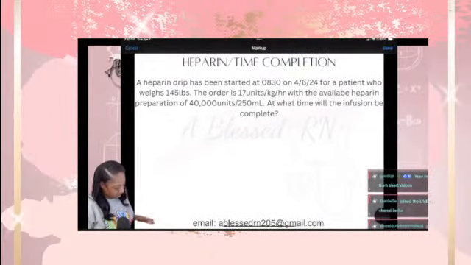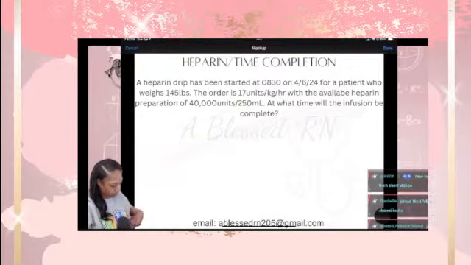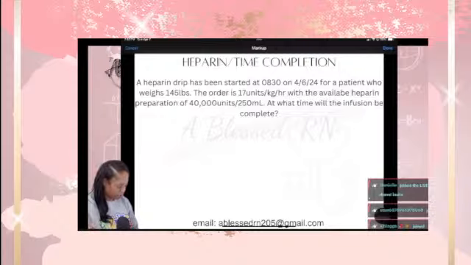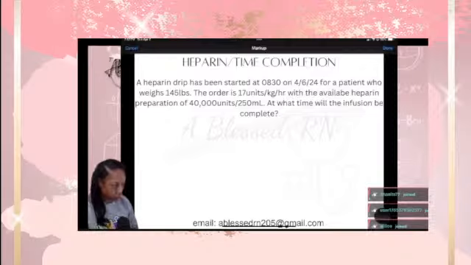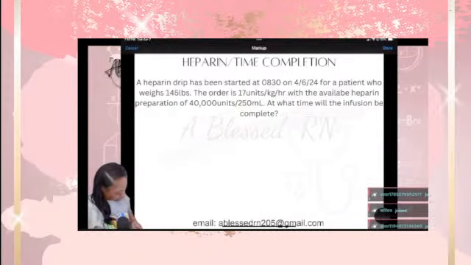So this is a heparin and time completion one. A heparin drip has been started at 8:30 on 4/6/24 for a patient who weighs 145 pounds. The order is 17 units per kilogram per hour, with the available heparin preparation of 40,000 units and 250 milliliters. At what time will the infusion be complete? So again, this is a completion and time IV problem.